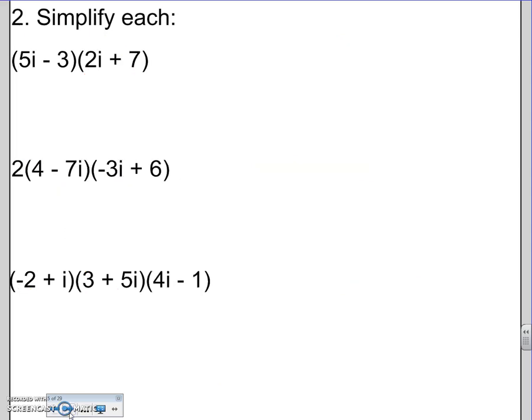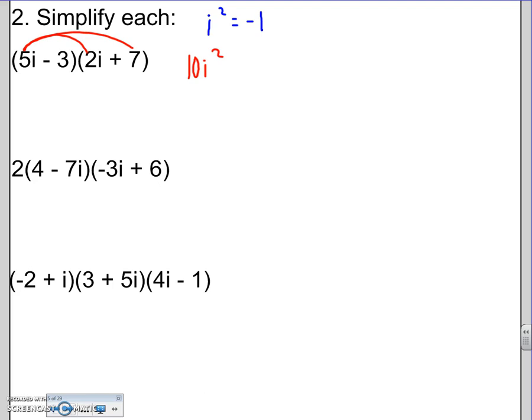Number 2, same thing when I have i's. I's are like x, i times i is i squared. Just remember, you get to fix i squared equals -1. So right here, remember i squared equals -1. So multiplication problem, I'm going to FOIL or double distribute. Do those 2. 5i times 2i is 10i squared.